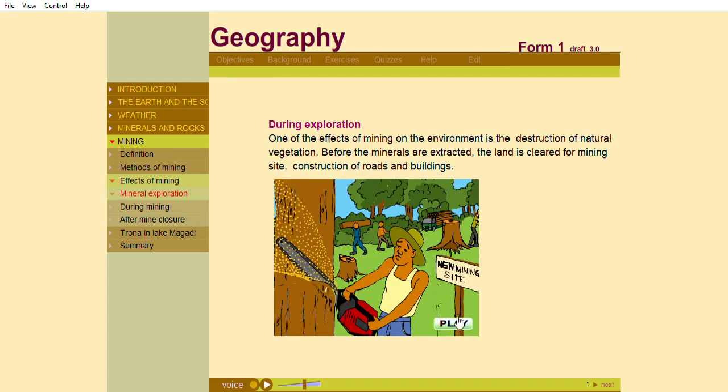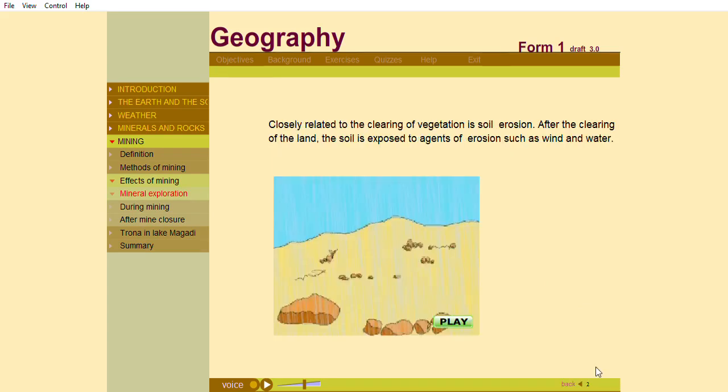Mineral exploration. One of the effects of mining on the environment is the destruction of natural vegetation. Closely related to the clearing of vegetation is soil erosion. After the clearing of the land, the soil is exposed to agents of erosion such as wind.